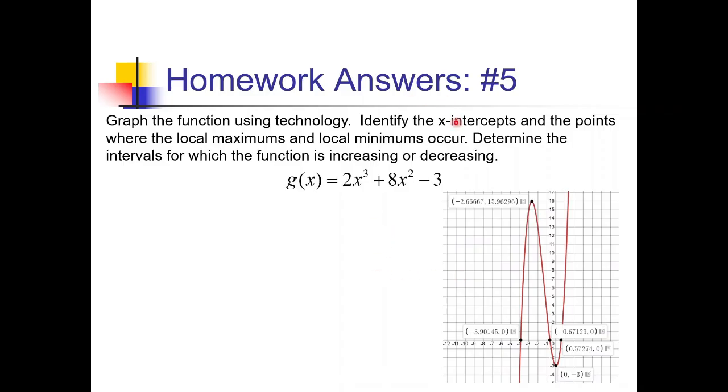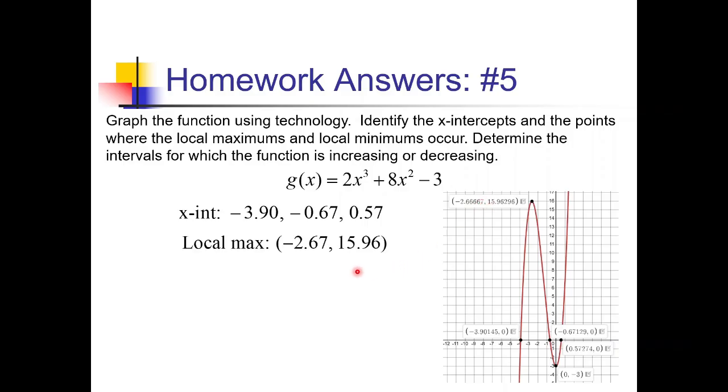So let's do x-intercepts first. That's going to be -3.9 and some change. I'm going 2 decimals, it looks like here. And then we have another one at -0.67. And then finally another one at, this is 0.57. Next up, let's do maxes, if any. We see that we have a local max up here at -2.67, 15.96. We also have a local min down here at 0, -3.